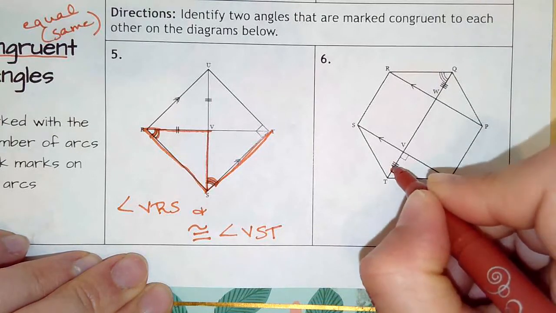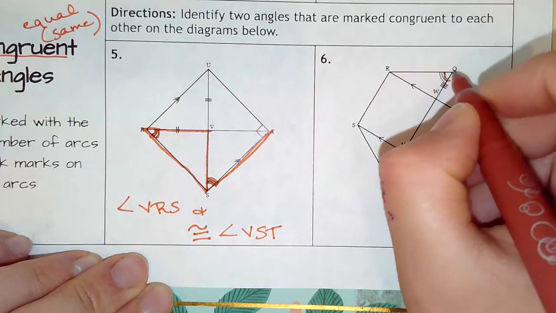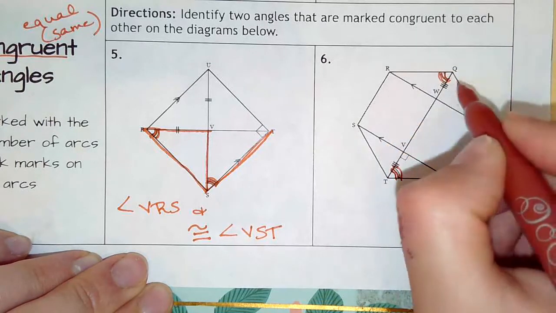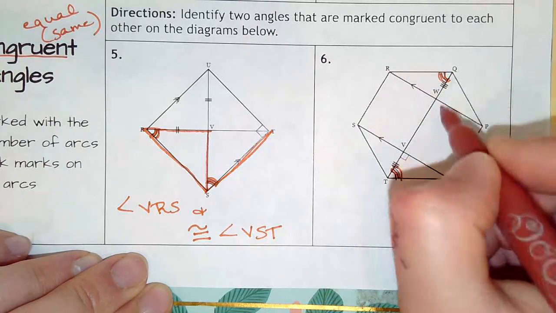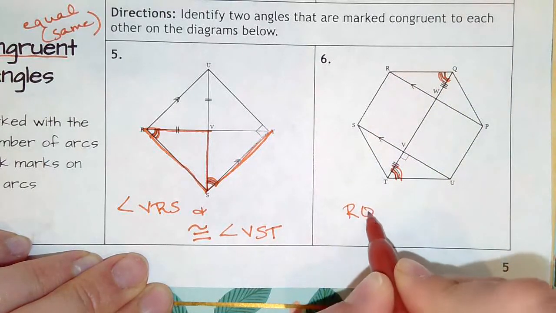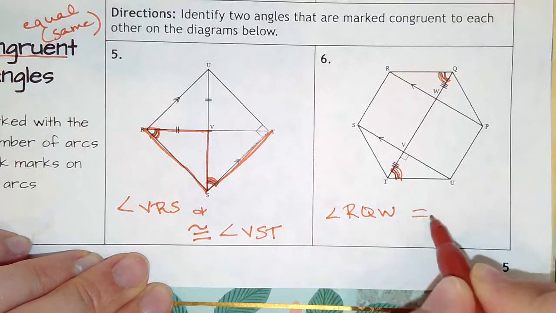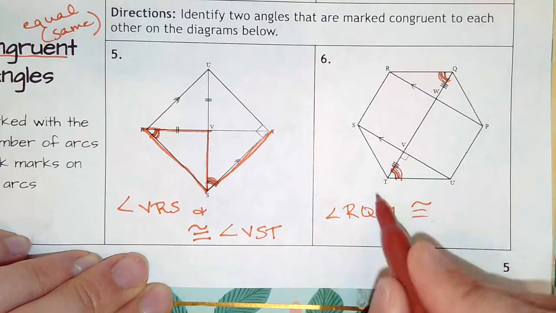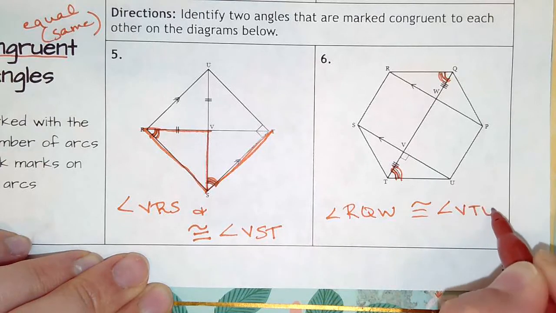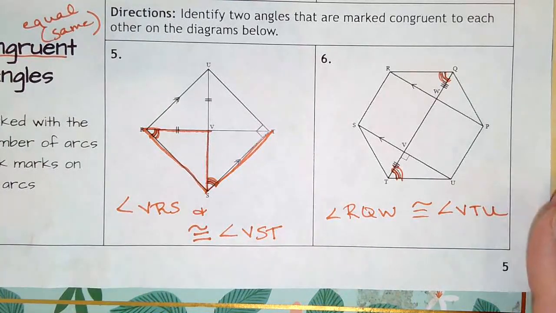Okay, again, I see 3 angle marks. So I would have to call this RQW is congruent to angle VTU. Or backwards.